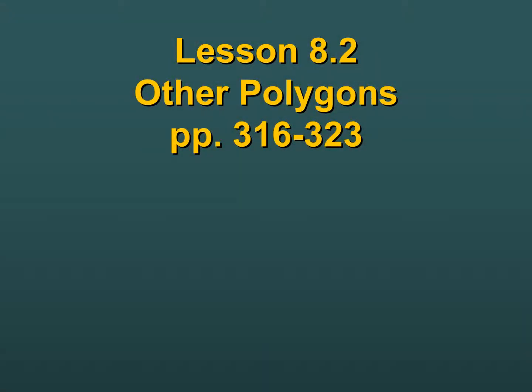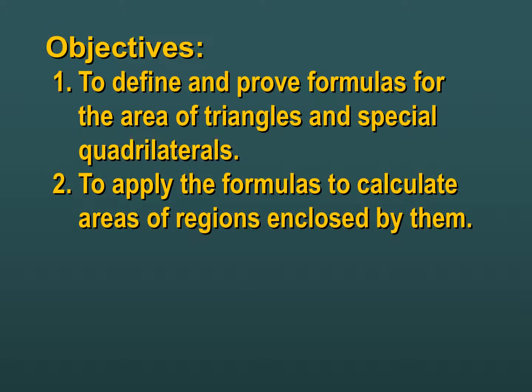Today we're going to look at some more formulas for polygons. We're going to define and prove formulas involving triangles and special quadrilaterals. We already looked at a square and a rectangle, but we're actually going to look at some different quadrilaterals and get the formulas for them as well. And then we're going to be looking at right triangles and then just regular triangles. We're going to apply those formulas and then calculate the areas using those formulas.